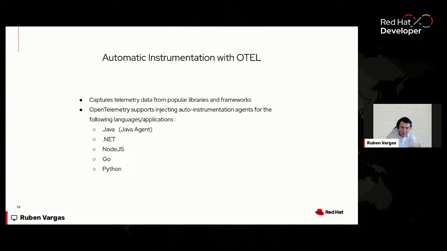So we have another way, as I mentioned, which is automatic instrumentation. This captures the telemetry data for popular libraries and supports different languages: Java, .NET, Go, Node.js, and Python. It has different mechanisms depending on the language to inject the code. In this case, I'm going to talk about the Java agent, but there are similar things for other languages like Python or .NET.